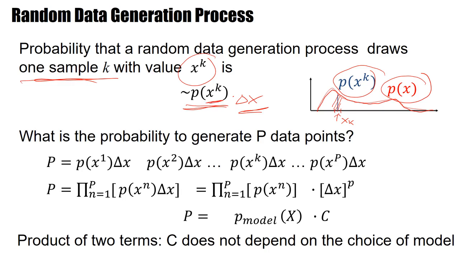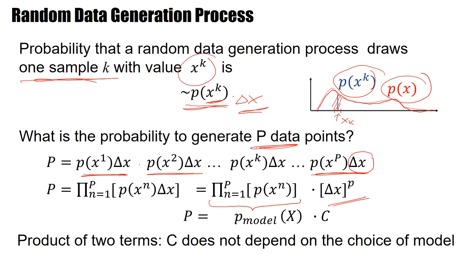And so what's now the probability to generate all p data points? Well, I have to generate the first one. This is p of x1 times delta x. Then I have to generate the second one. That's p of x2 times delta x, and so forth. And then I have to generate the last one. Now I can take out these delta x. I have p of these. This gives a term here. And the rest is just a multiplication.